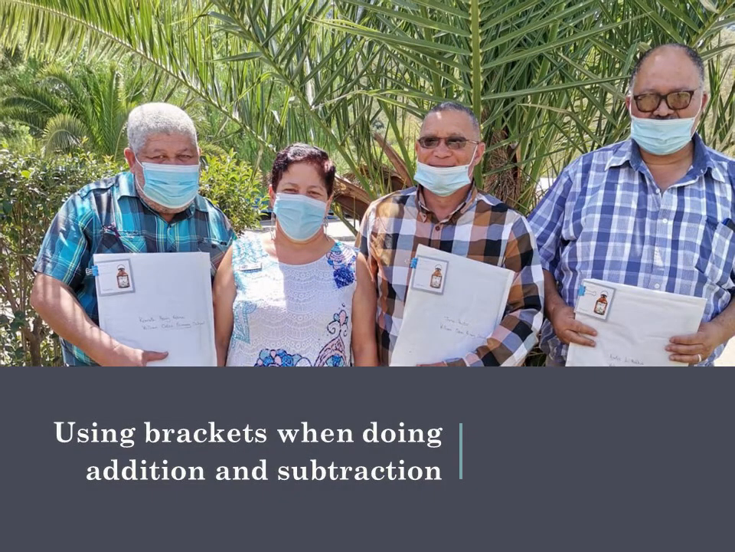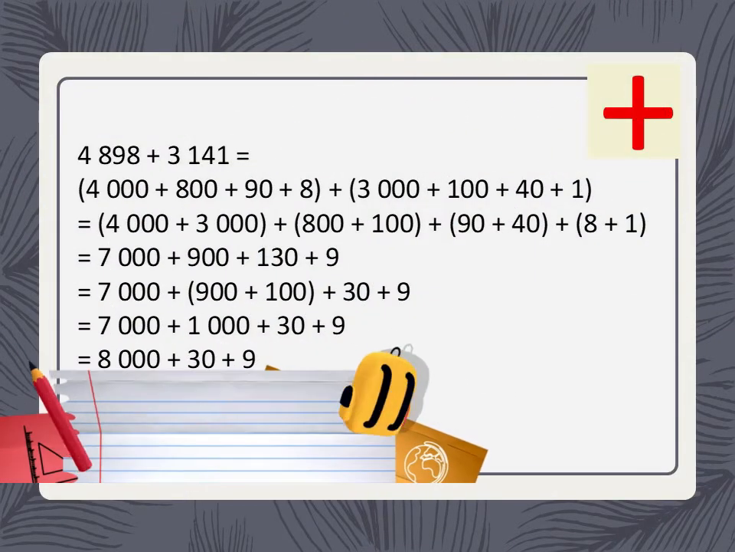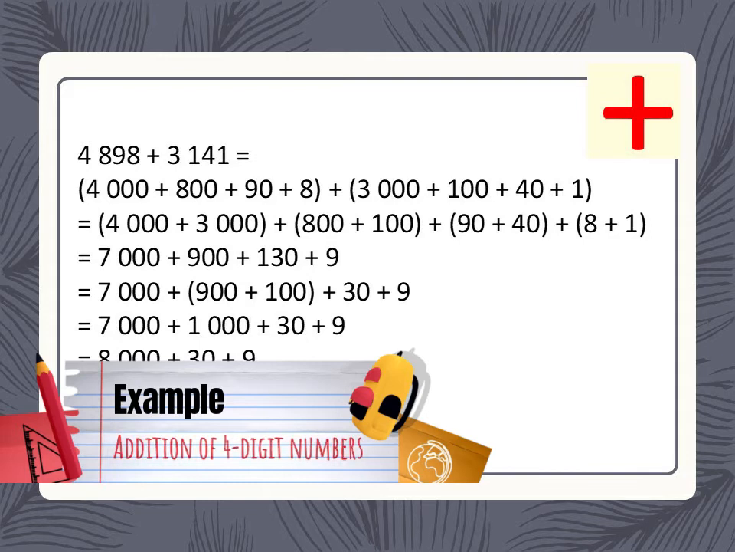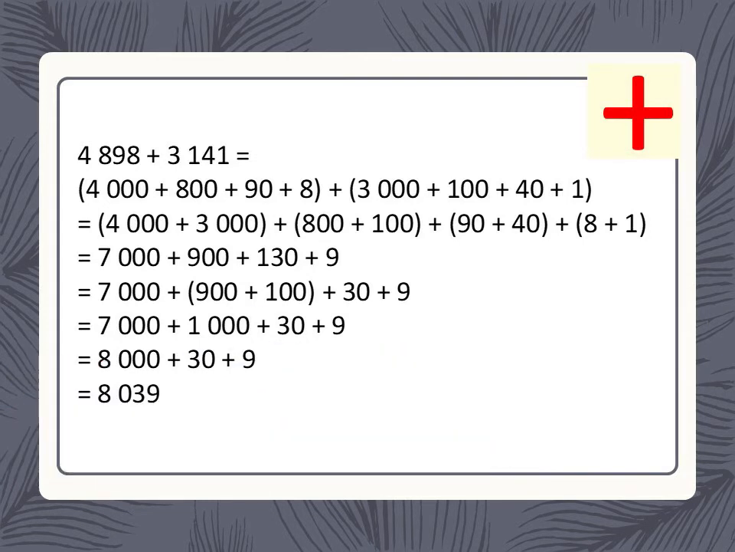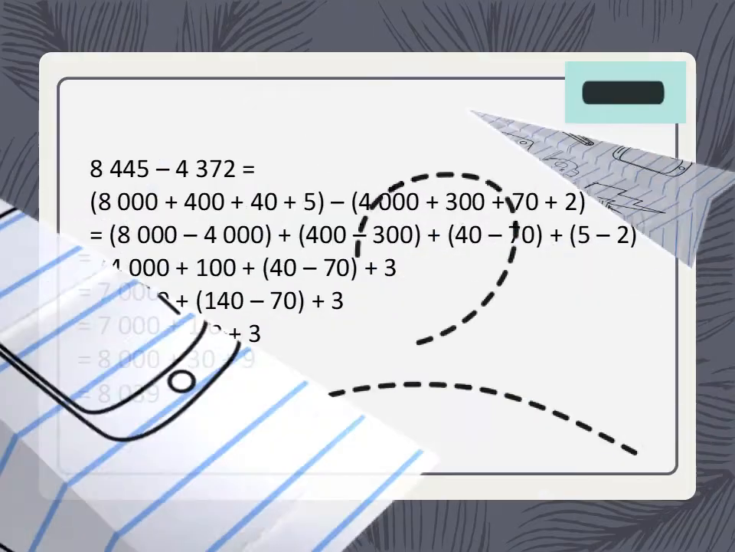We will now turn our attention to the use of brackets when doing addition and subtraction. The example on the screen demonstrates how we can break down numbers when we have to add 4-digit numbers. Brackets are used to group numbers written in expanded notation according to their place values. The thousands, hundreds, tens and ones are grouped together to simplify the calculation. Learners should be given similar exercises to evaluate their understanding of this method.